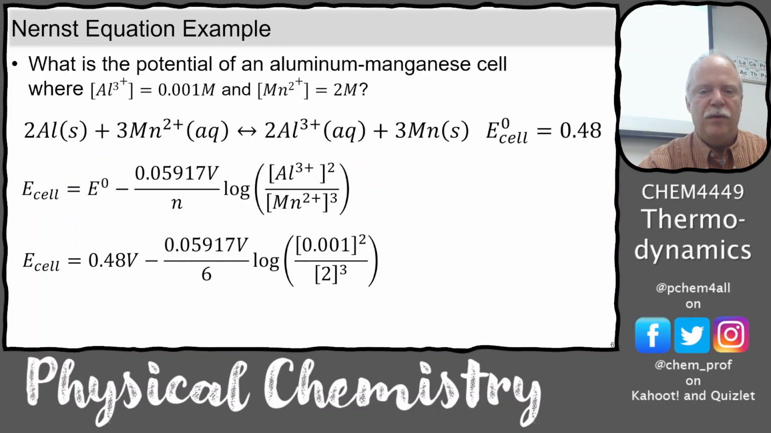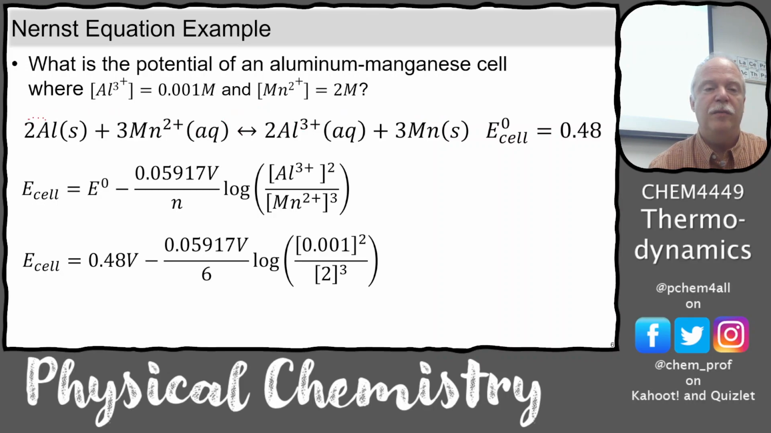So here's the example. I did an even more extreme example. I made the aluminum 0.001 molar and the manganese 2 molar. So we can put in those numbers. And also I need to know the number of electrons transferred. So if we're looking at this, I've got +6 charges here on the manganese that completely go away. So I got 6 electrons from the aluminum. And that's 2 times 3, right?